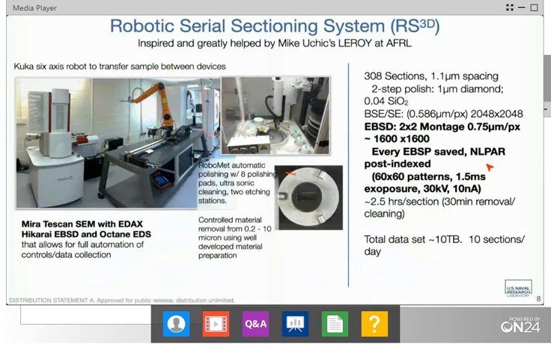I have to first give credit to Mike Uchic and his development of the Leroy system at AFRL. He's the first one who said, I think we could really join up an SEM and a polishing station by using one of these small industrial robots, and he's done that extremely well. What both of us have certainly found is that the most difficult part is scripting an SEM to work without a user. Here we're using a Mira Tescan.